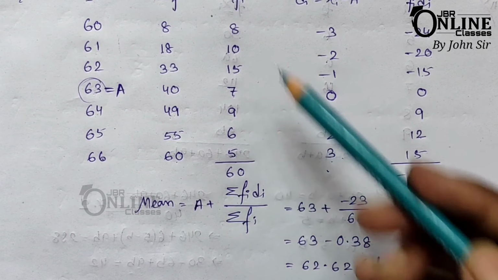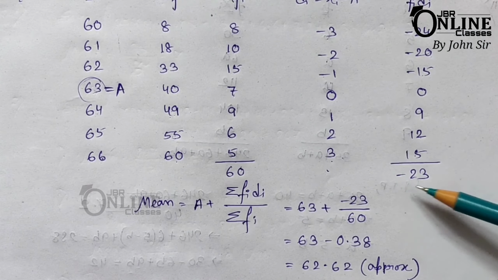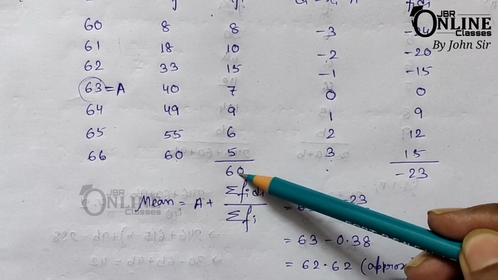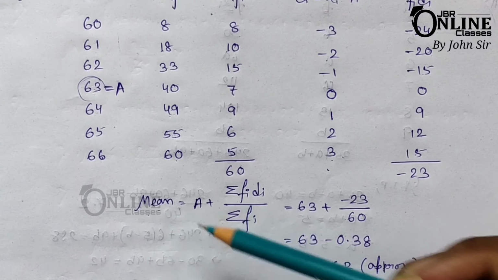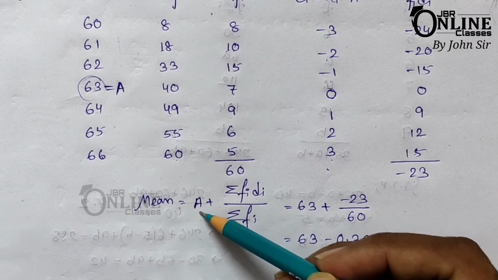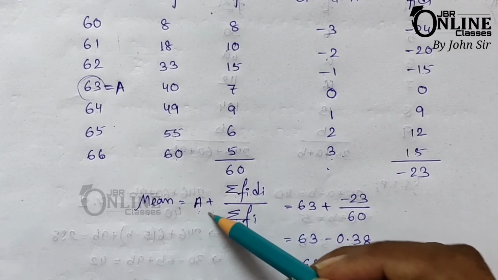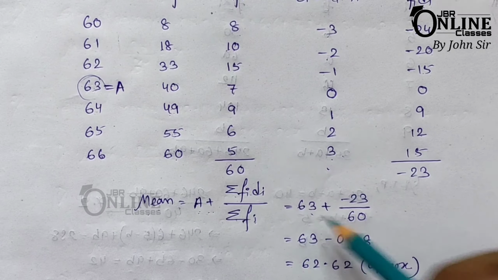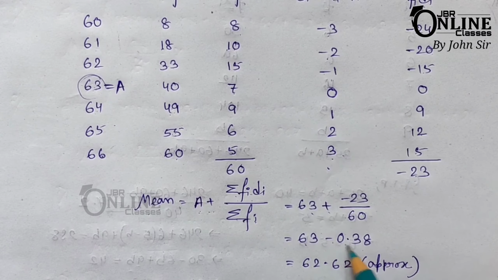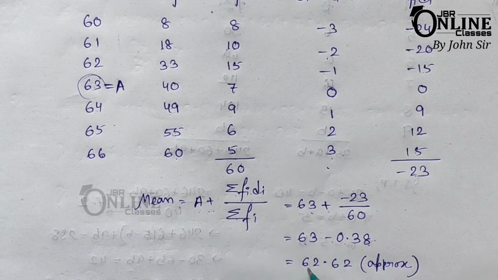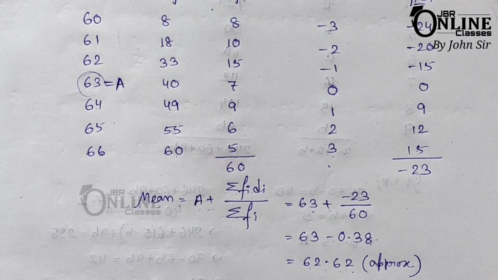Now next you have to find the summation of fi, and then the summation of fi di, that equals minus 23 and it's 60. Now the formula of mean in this method, that means shortcut method, is a plus summation fi di by summation fi. So here a equals 63 plus minus 23 by 60. So 63 minus 0.38 approximately. So 62.62 approximately is the answer.